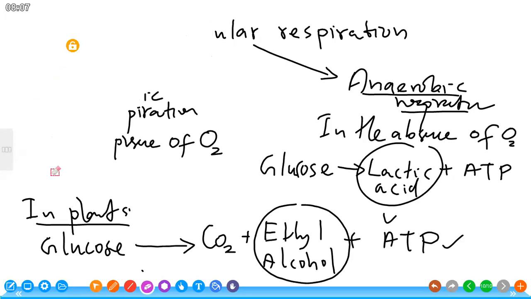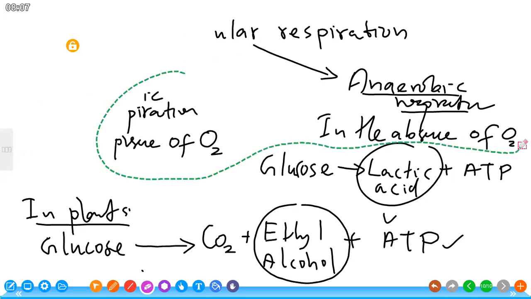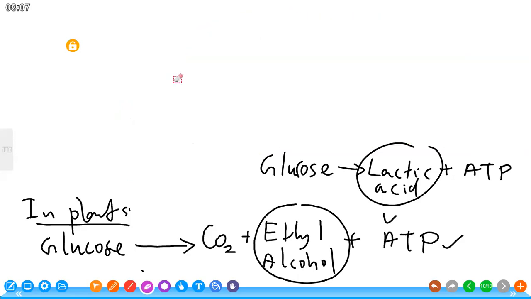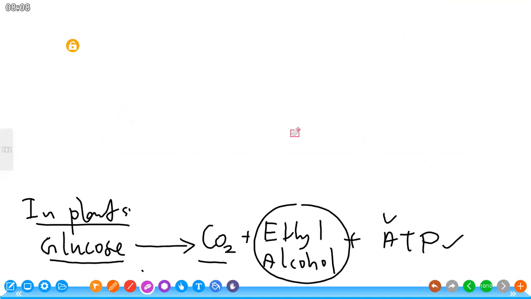Then in question number 20, anaerobic respiration that occurs in a plant body is known as alcoholic fermentation, as alcohol is generated. What is alcoholic fermentation? You can write the equation relevant for that: glucose converts to carbon dioxide, ethyl alcohol and ATP. That is alcoholic fermentation.